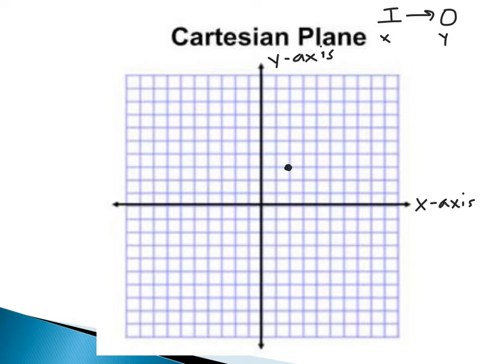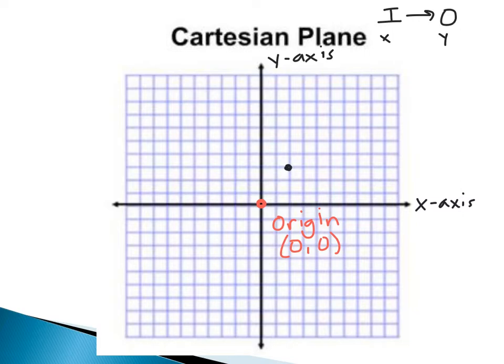Just a couple more things about this coordinate plane. When we look at the x and y axes, notice the point right here where those two axes intersect. This point is known as the origin. The origin is the point where your x value is 0 and your y value is 0, so it's at the point 0, 0.